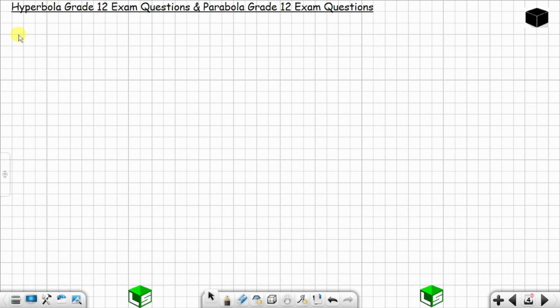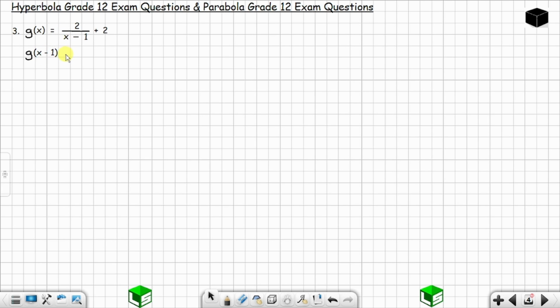Question 3, you are given g of x is equal to this. Now you have to determine the equation of the asymptote of what? Of g of x minus 1. Determine the equation of the asymptote of g of x minus 1. Let's first get the equation of g of x minus 1. To get g of x minus 1, you substitute x minus 1 where you have x. G of x is this. G of x minus 1, you substitute x minus 1 there.